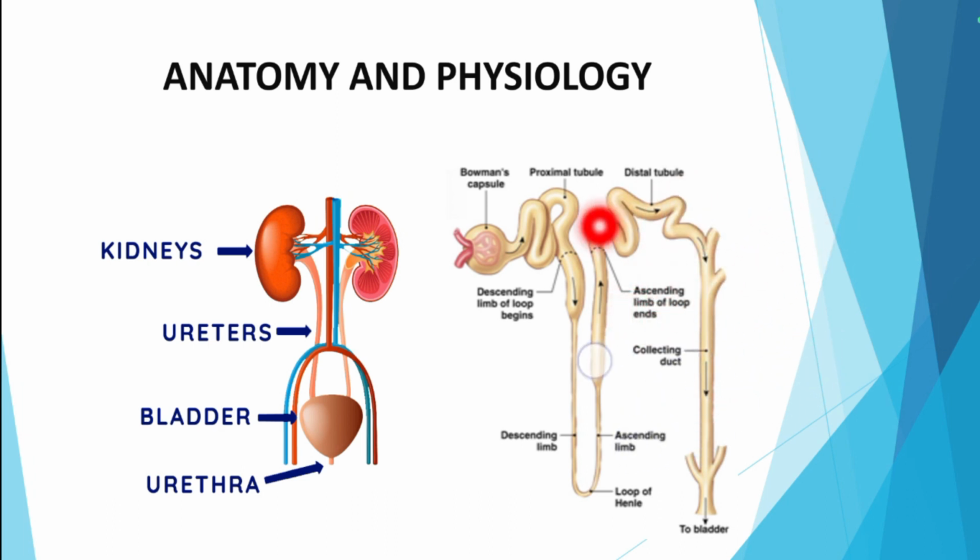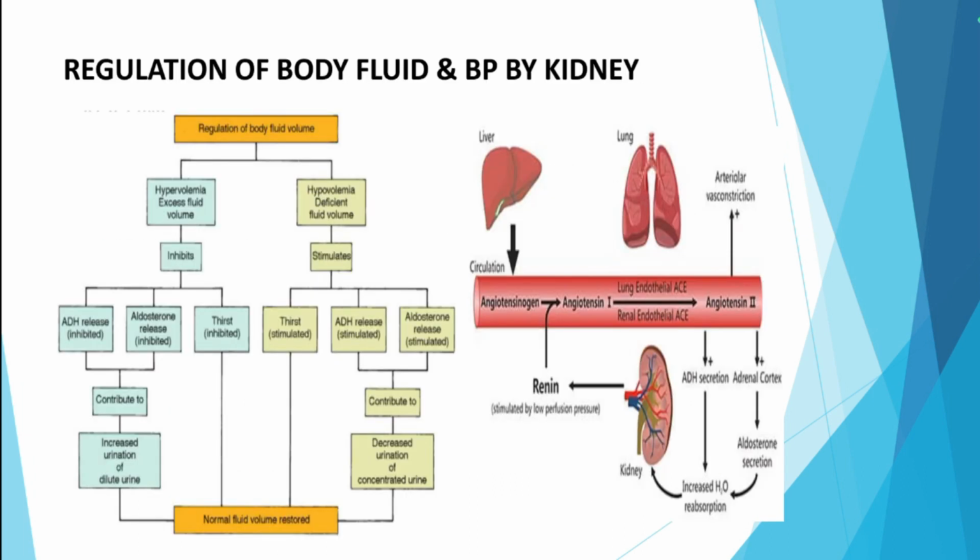The urine is formed in the nephrons and comes to the collecting duct, and from there it goes to the bladder. The bladder plays a reservoir role, and from the bladder the urine goes out of the body. The main functions of the kidney are to form urine, to excrete body waste products, and to maintain the acid base balance of the body.